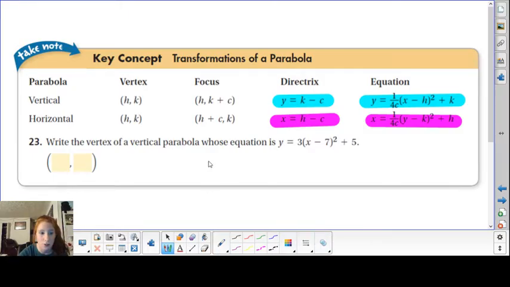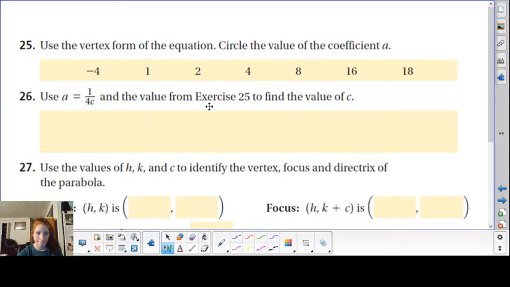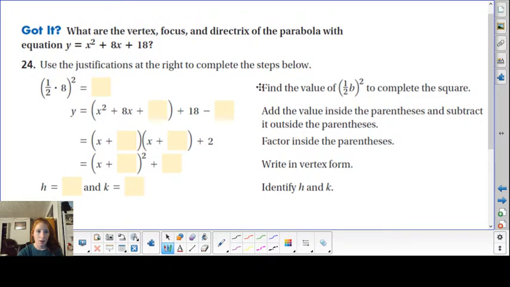So in this question, what is the vertex? Since I have x first, I'm going to have my x, which is 7, and my y, which is 5. Okay, we're going to skip that one. Just kidding, I can't skip that one.